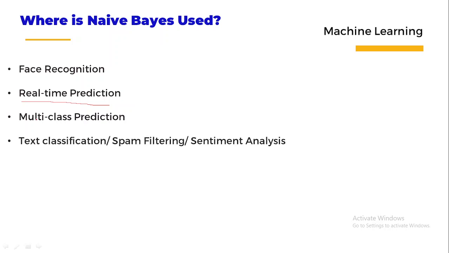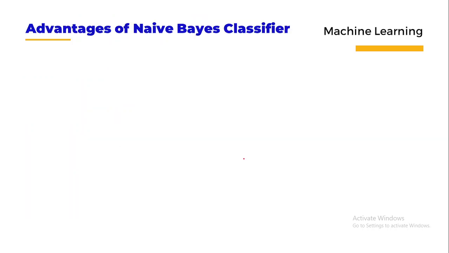Next is text classification, spam filtering, sentiment analysis, and the recommendation system. The Naive Bayes classifier and collaborative filtering are both used for building the recommendation system. And medical diagnosis. Here a doctor can diagnose the patient by using the information that the classifier provides. For classification, like what type of disease is there, we use the Naive Bayes classifier.